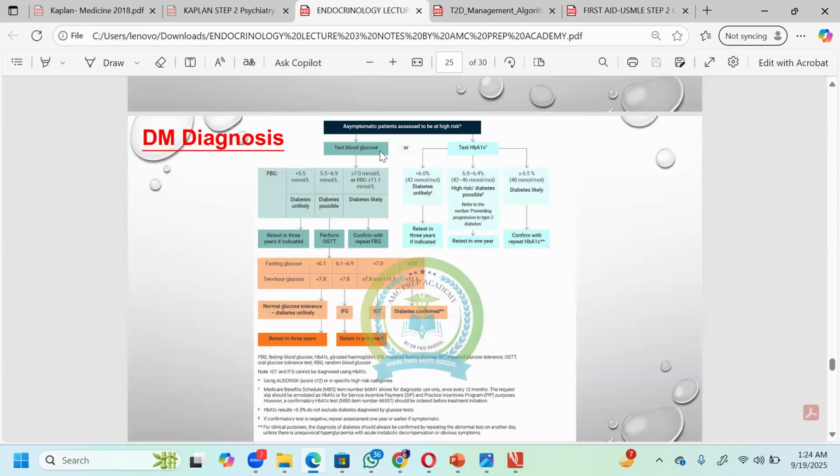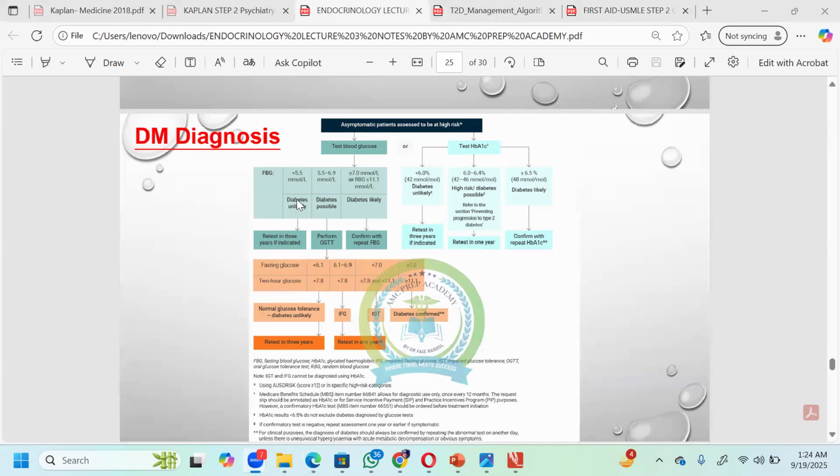For diagnosis, this is the management you have to follow. Sorry, the initial test for diabetes mellitus management is fasting blood glucose level or random blood glucose. This is the initial test.